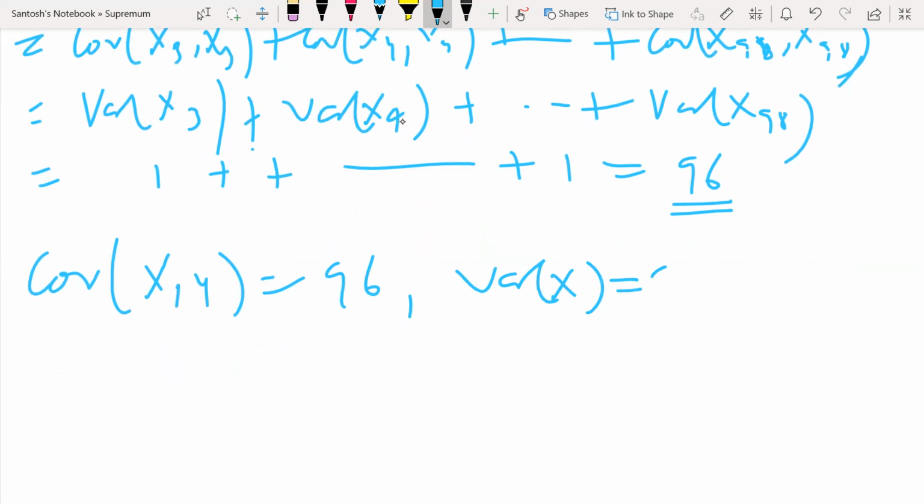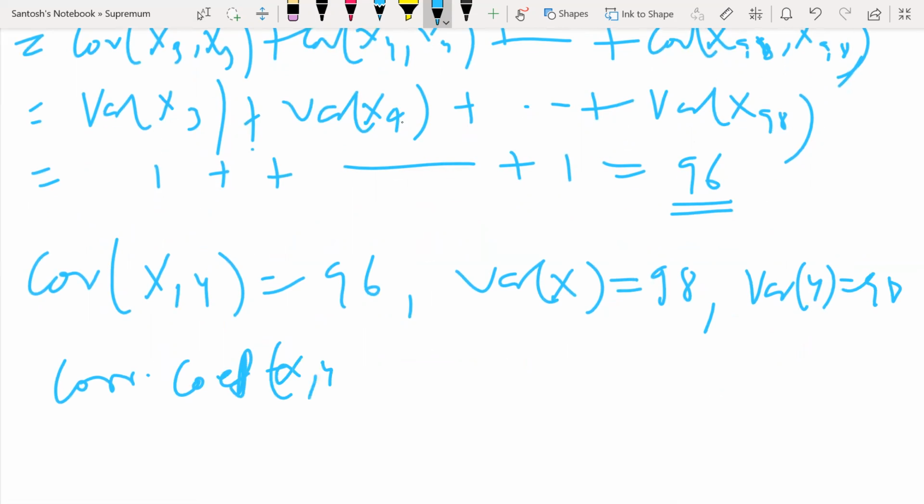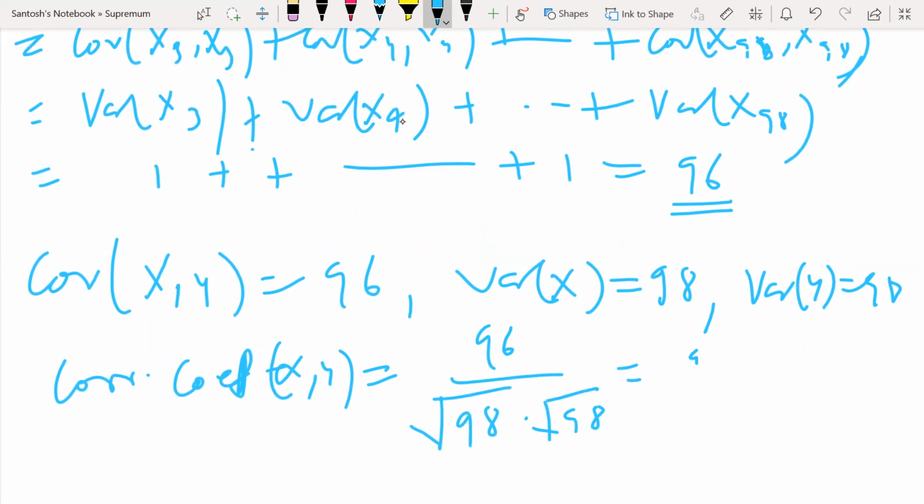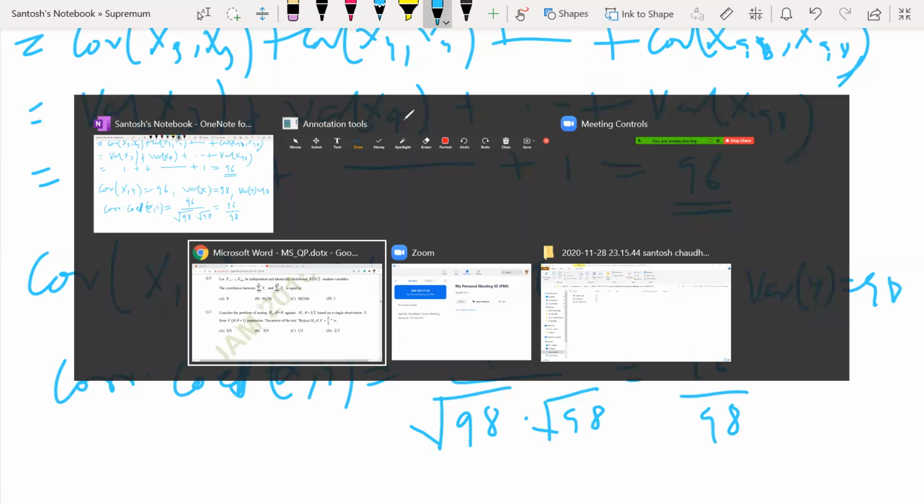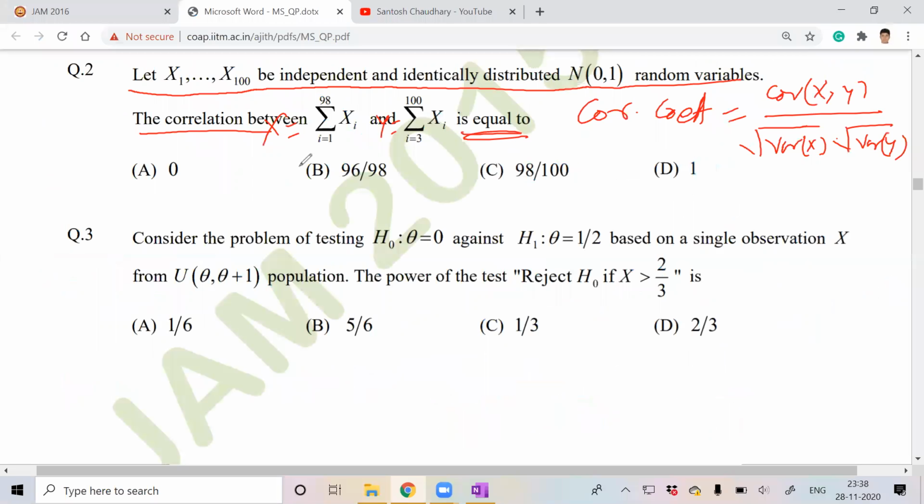Variance of X was 98, and variance of Y was also 98. So the correlation coefficient between X and Y is covariance XY, 96, upon root 98 into root 98. That is going to be 96 upon 98. Correct? Let me see the options. Yes, option B is 96 upon 98. So option B is correct.